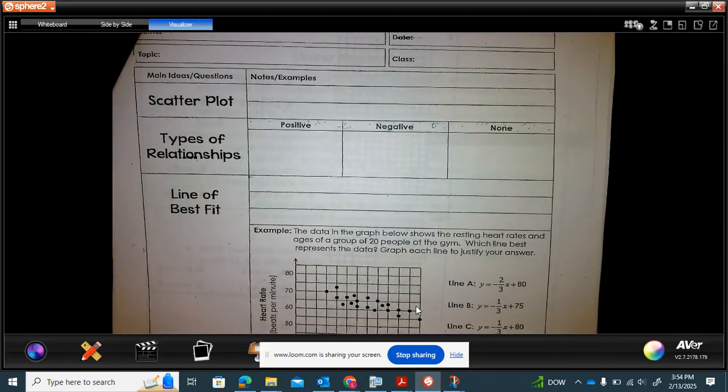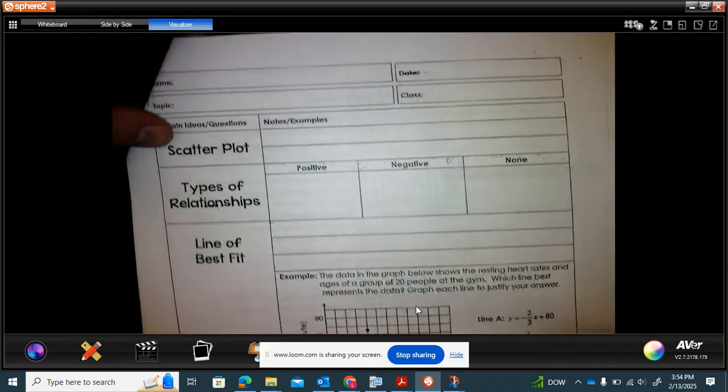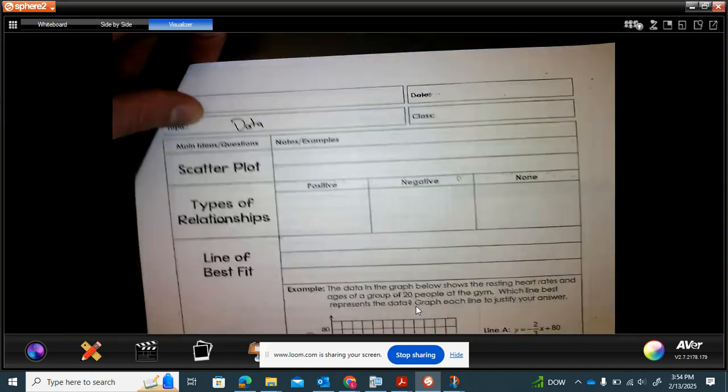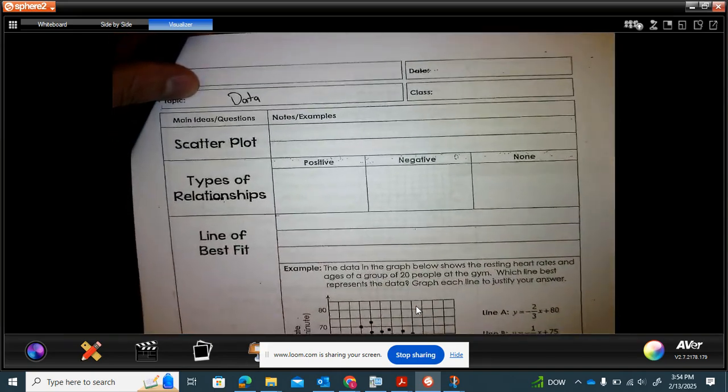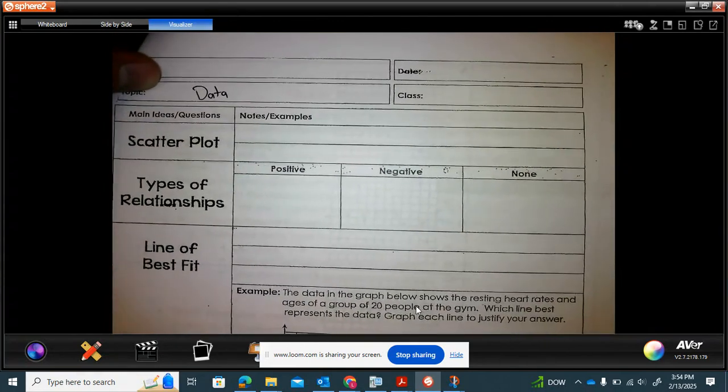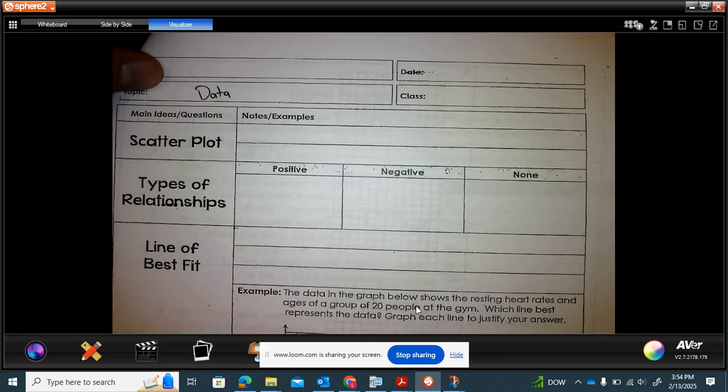All right, so this is on page 2, and this really begins what Unit 4 is all about. Unit 4 is all about data, and we're going to do a project toward the later half of the week. And so you have to know what a scatter plot is first.